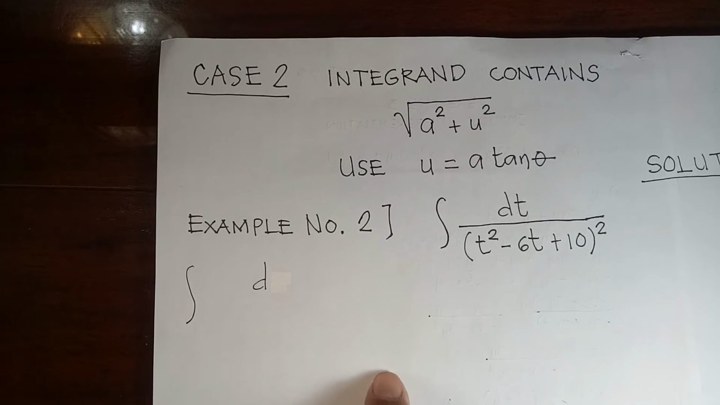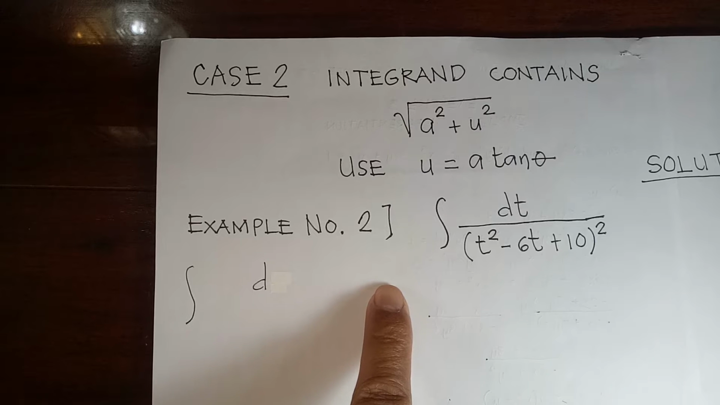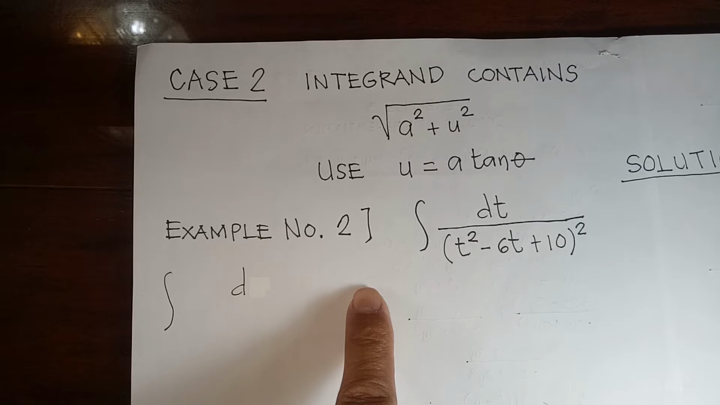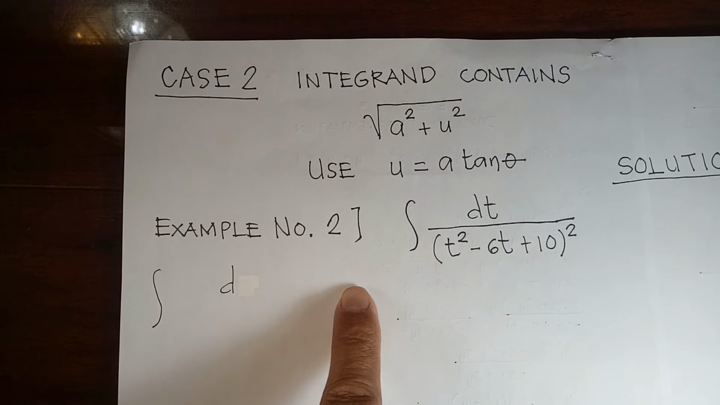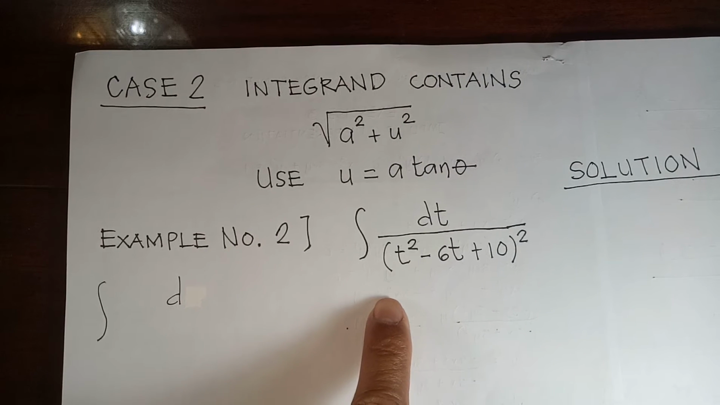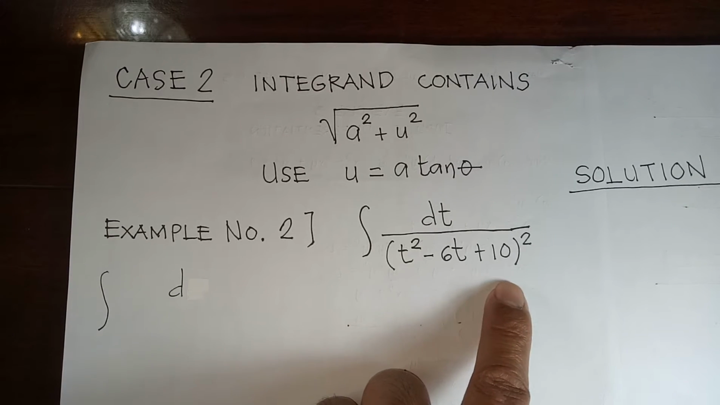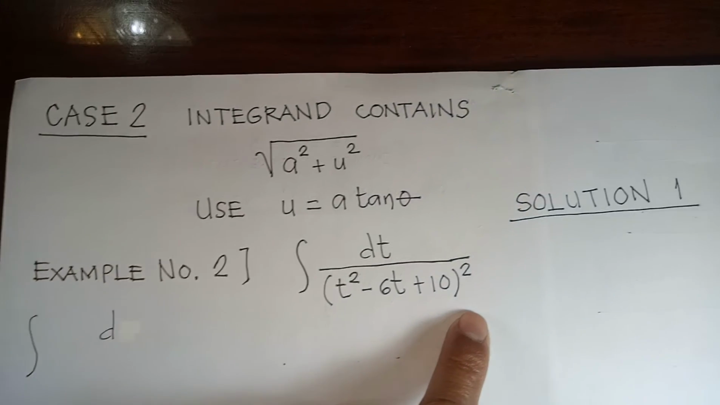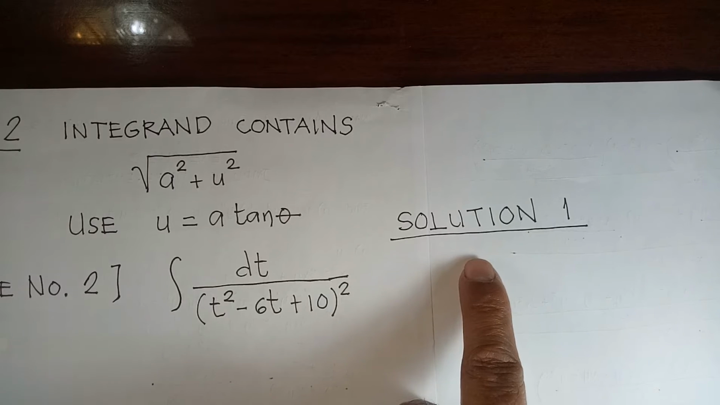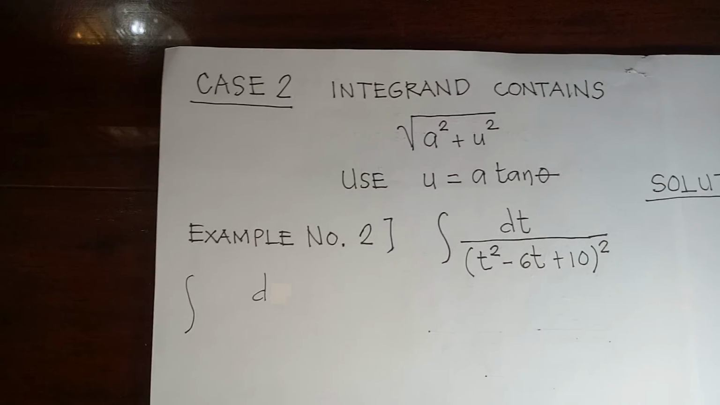Okay. So, ulitin natin yung ating example number 2 sa case 2 ng integration by trigonometric substitution. Naputol kasi yung video natin, doon sa ating nakaraang video. So, ang given natin, integral of dt divided by t squared minus 6t plus 10 squared. So, ito yung ating solution number 1.